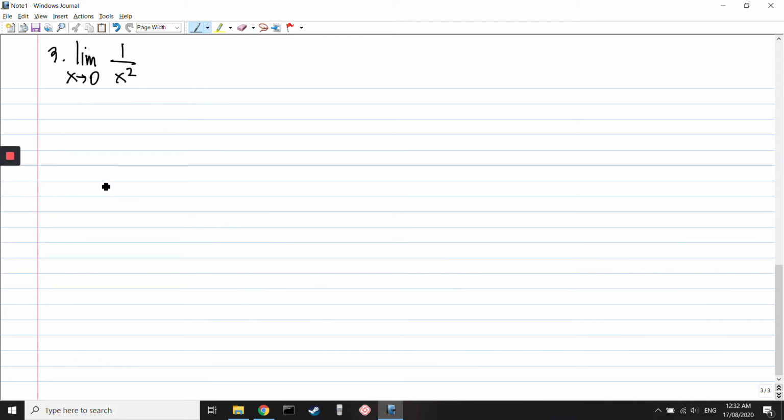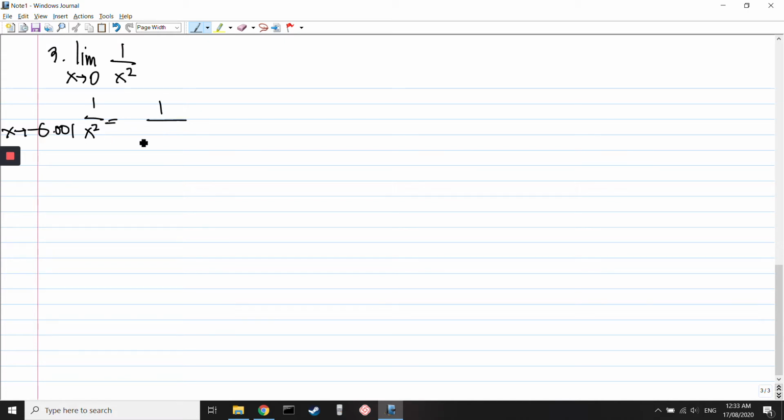So let's try squaring the x while x approaches 0. The limit of 1 over x squared as x approaches 0. We just need to try values nearer to 0, like in example number 2. So for 1 over x squared, let's try negative 0.001 again.